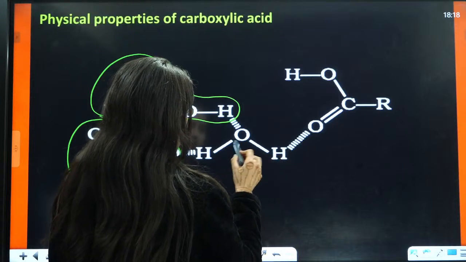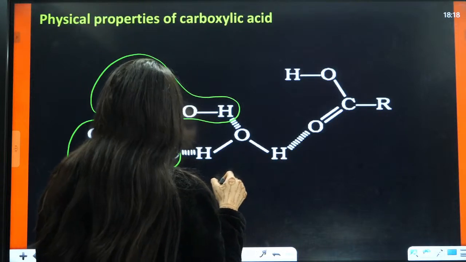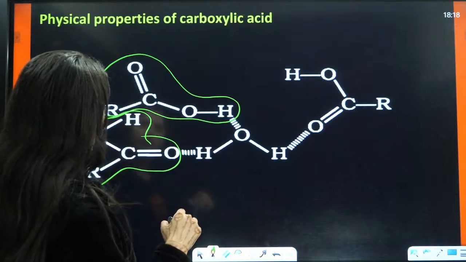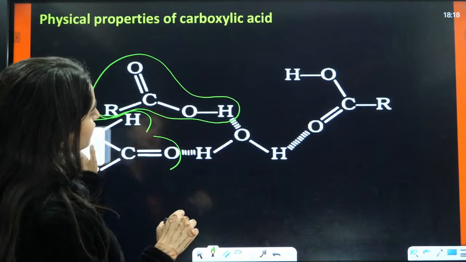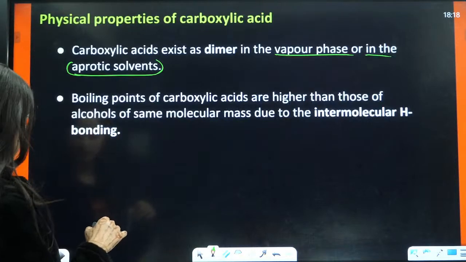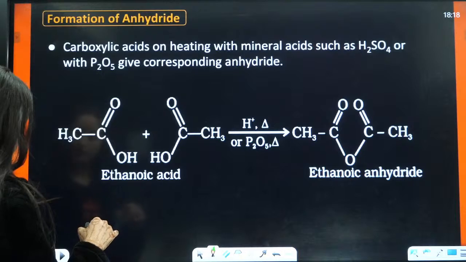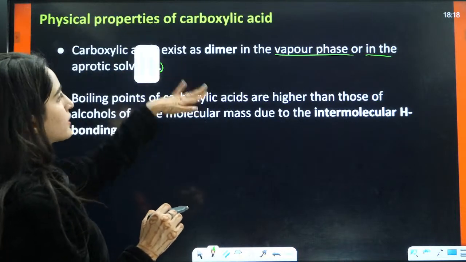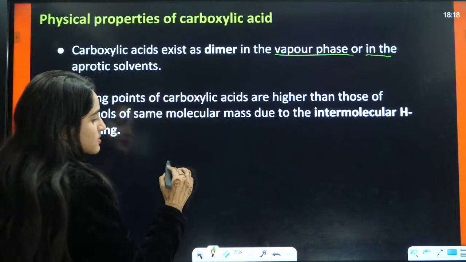Wait a minute, this is O. This is water only, right? They have shown water with water here. Let us form the dimer here, okay? Dimer is not formed here. Let us form the dimer here, to see how they exist as dimers.